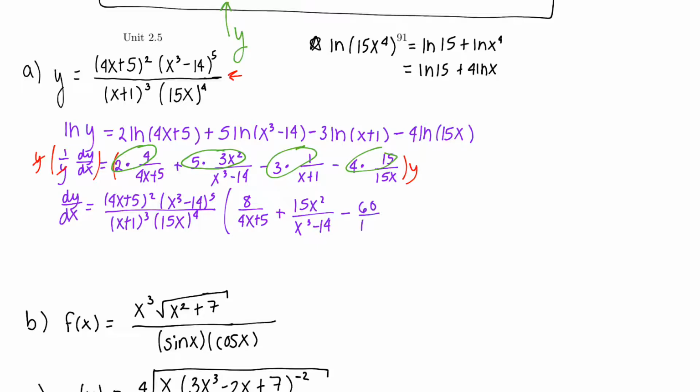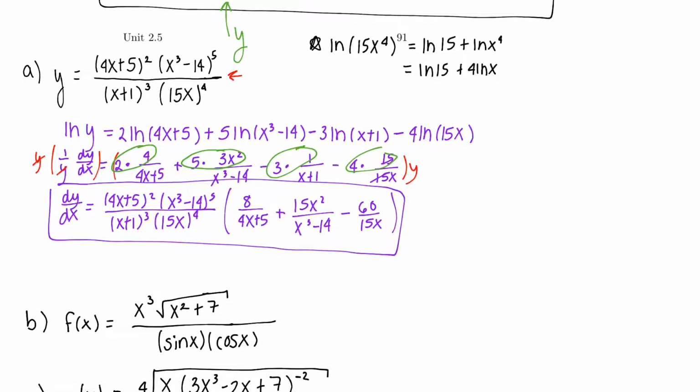minus 60 over 15x, which also could be simplified because these 15s technically cancel. But because I'm lazy, I'm not going to do any more than that. The reason I like to combine these is because it's less writing, right? It's easier for me to write 8 over 4x+5 than it is for me to write 2 times 4 over 4x+5. That's the only reason I'm combining them, just because it's easy and it's less writing.